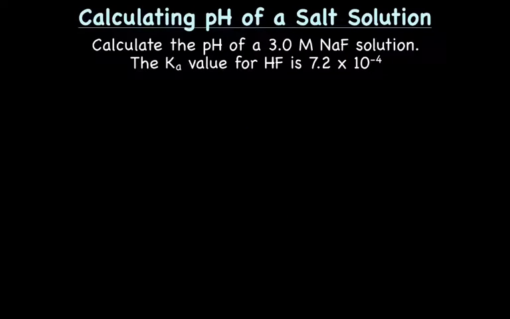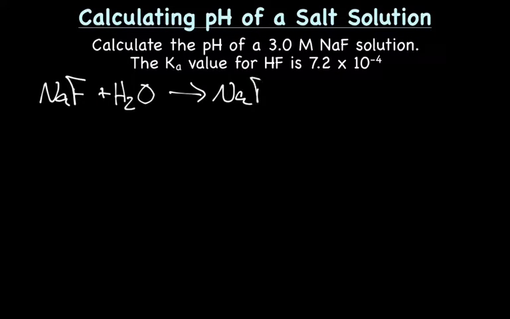All right, on to calculating the pH of a salt solution. Our practice problem will be: calculate the pH of 3 molar NaF solution. And we have the Ka value. We're going to do what we were just doing. We take our sodium fluoride solution, mix it with water, and that gives us Na 1 plus and F 1 minus, and we're still going to have water left.